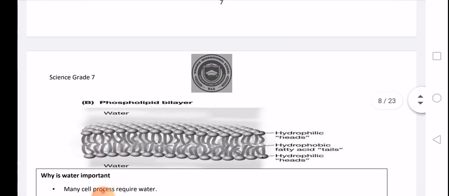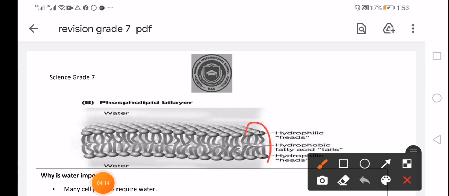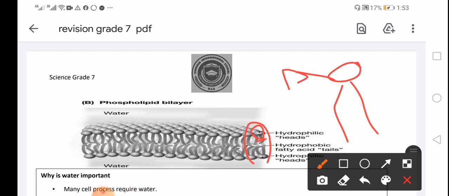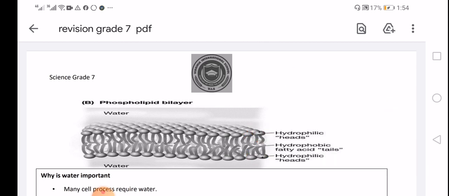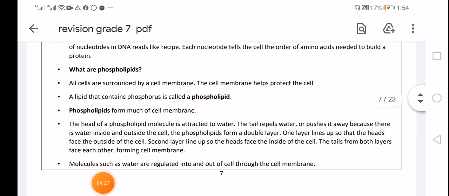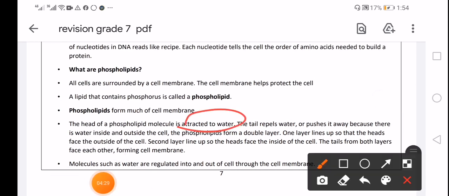This is the structure of a phospholipid. Look, it consists of a head and a tail. The head is attracted to water, while the tail repels water. The head of the phospholipid molecule is attracted to the water, while the tail repels it or pushes it away.